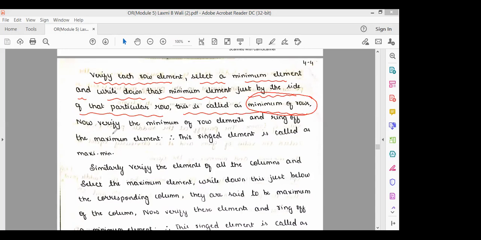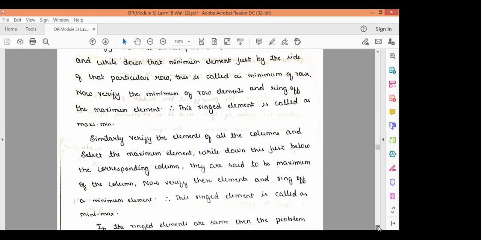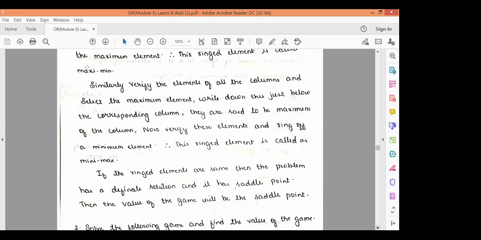The next sentence. Now verify the minimum of row elements and ring off, that is, round off, the maximum element. This ringed element is called the maximin. Why I'm going through these sentences is because sometimes in your internals you will be asked to write the procedure. So that's why I'm going through the sentences I have written. You will be asked the procedure to make sure that you have understood the procedure of a problem.